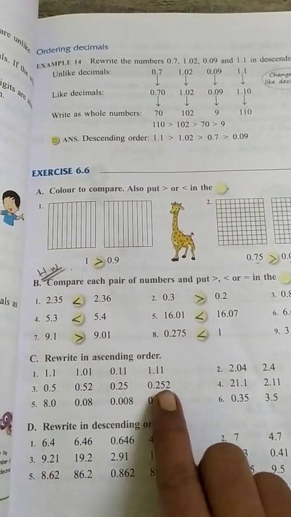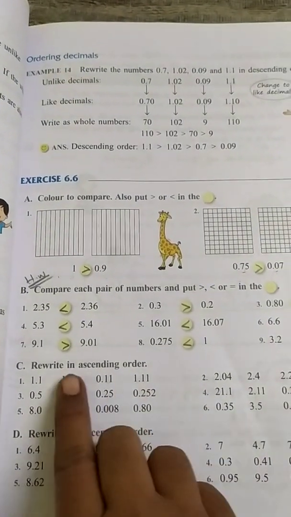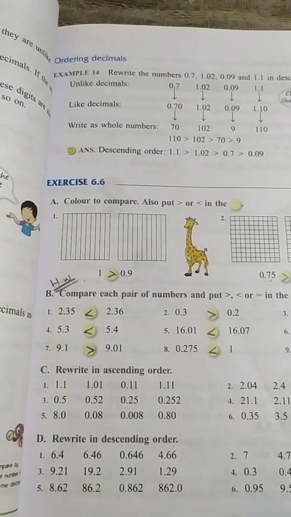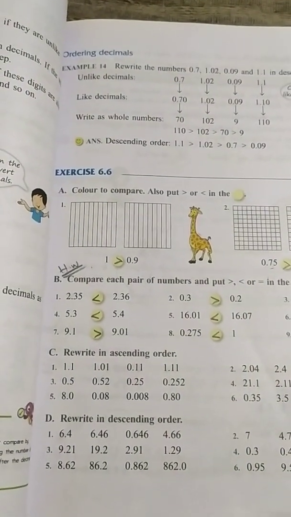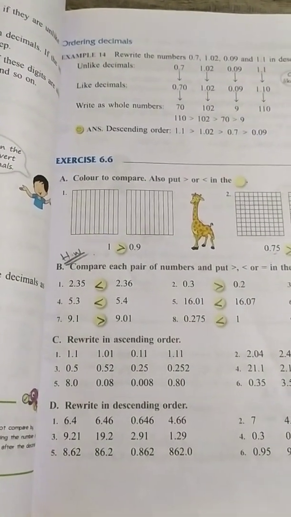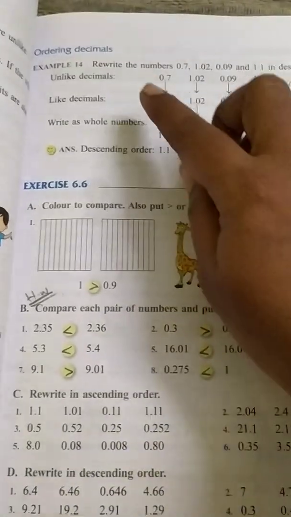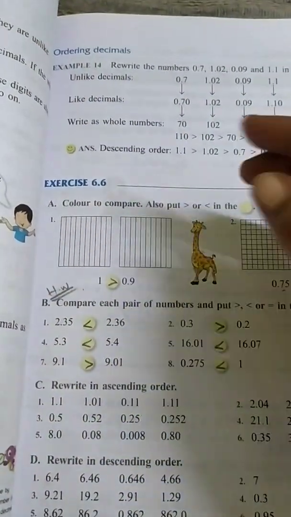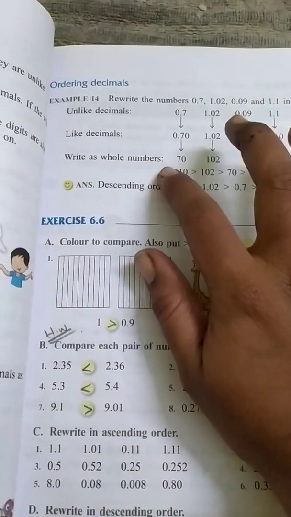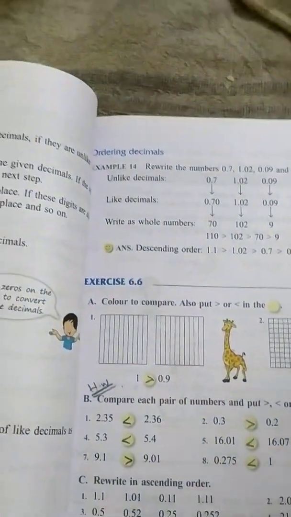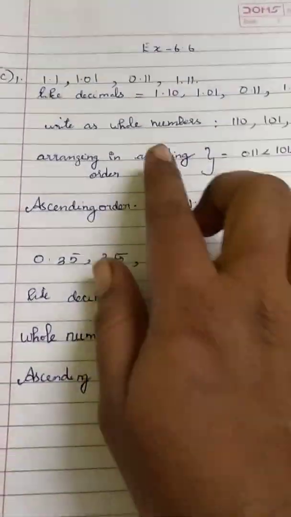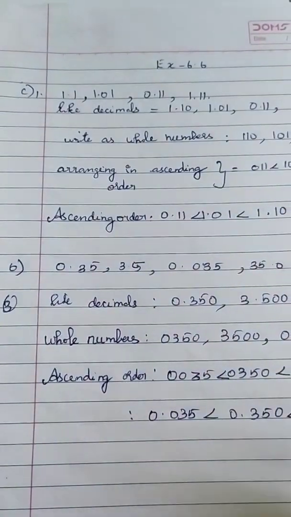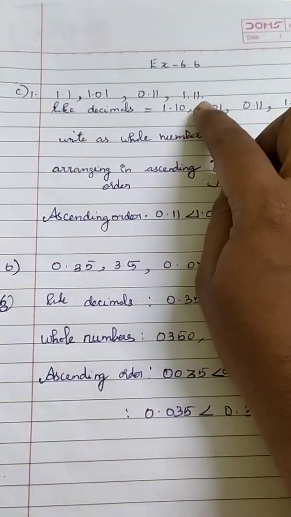First, in the ascending order, the first step is making all the terms like terms. Second, writing them as whole numbers. Then only you are going to arrange. Unlike terms will be there, so you make them like terms, then make them whole numbers, then arrange. So exercise 6.6: 1.1, 1.01, 0.11, 1.11.